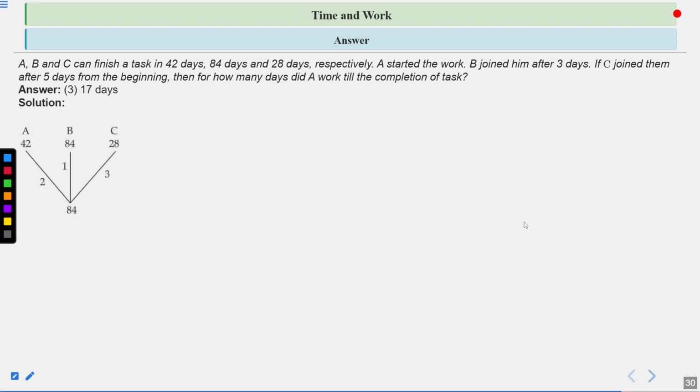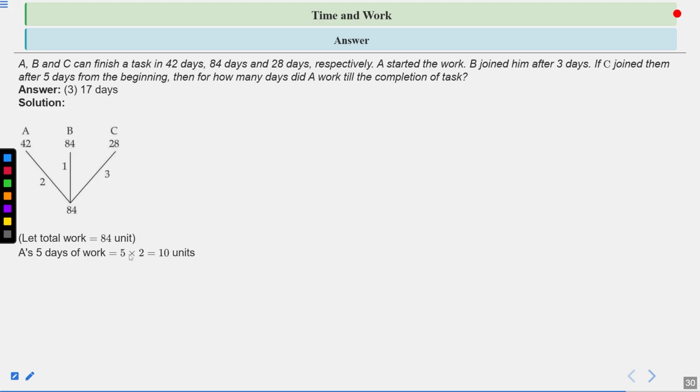So first we take the LCM of 42, 84, and 28. So we get the LCM, which is 84 units. We get the efficiency of A, which is 2 units, the efficiency of B, which is 1 unit, and we also get the efficiency of C, which is 3 units. So we take the LCM as the total work, which is 84 units.